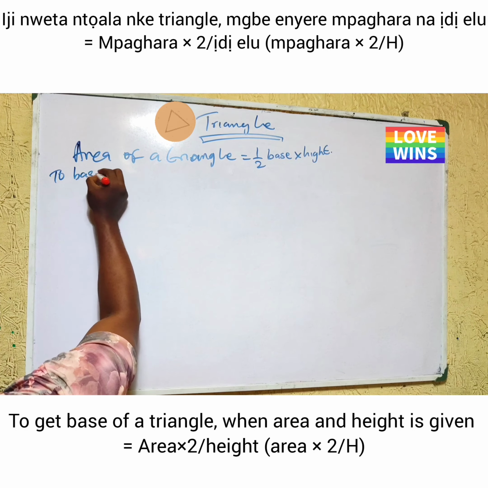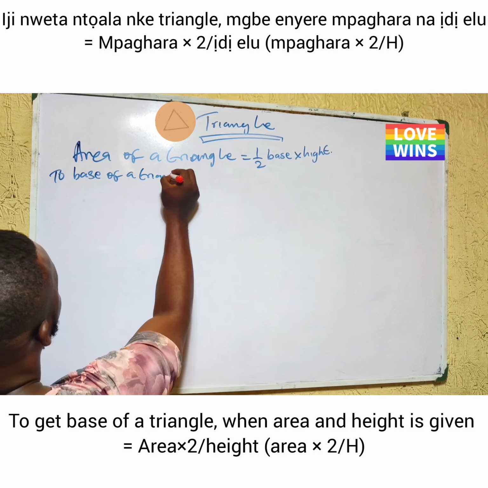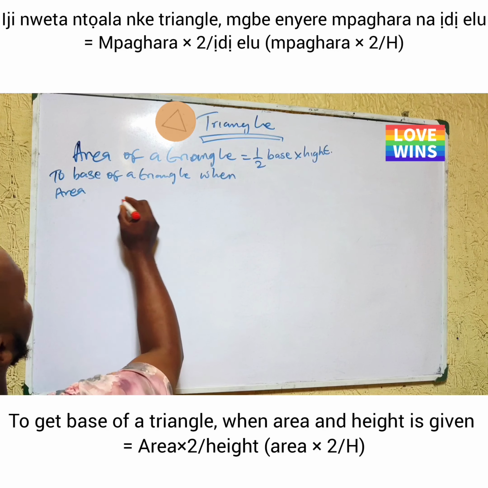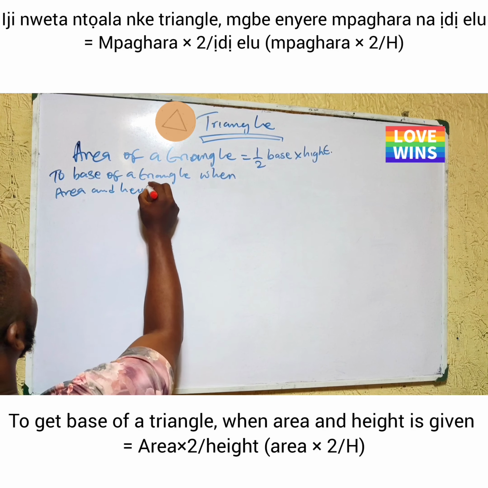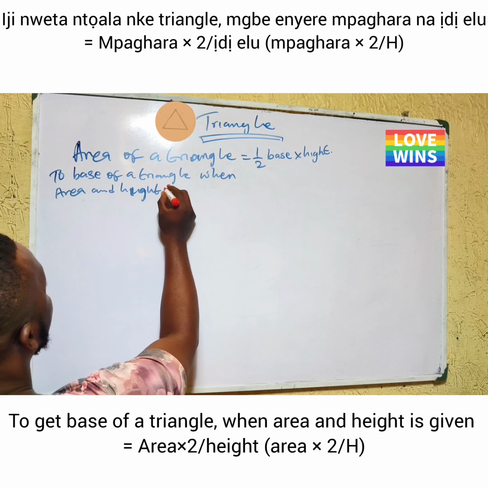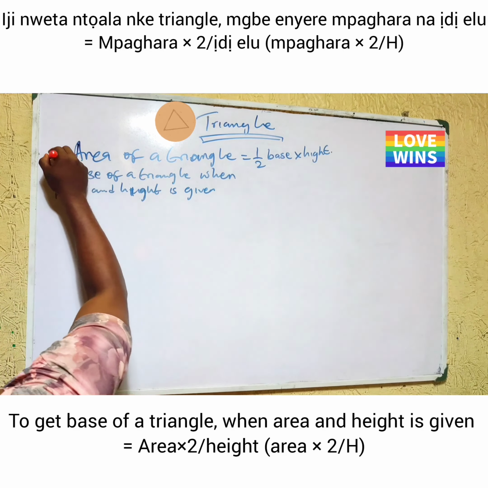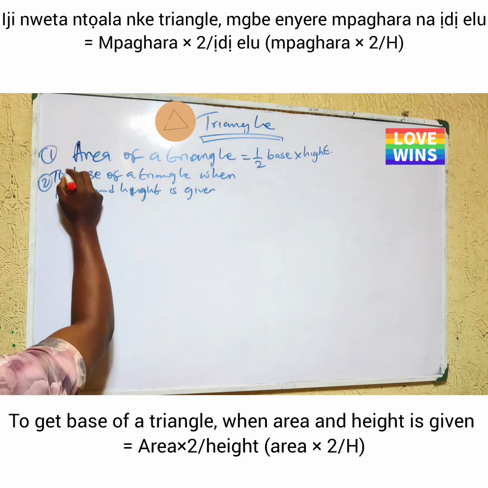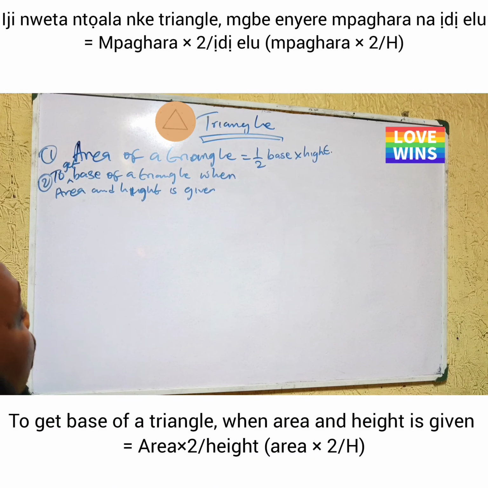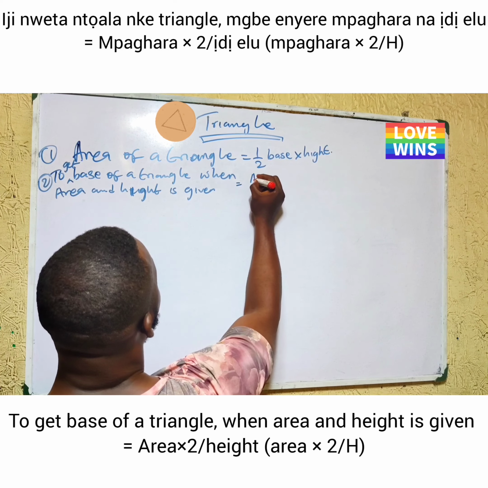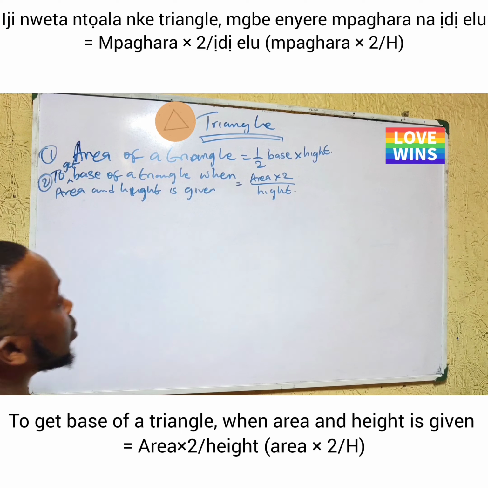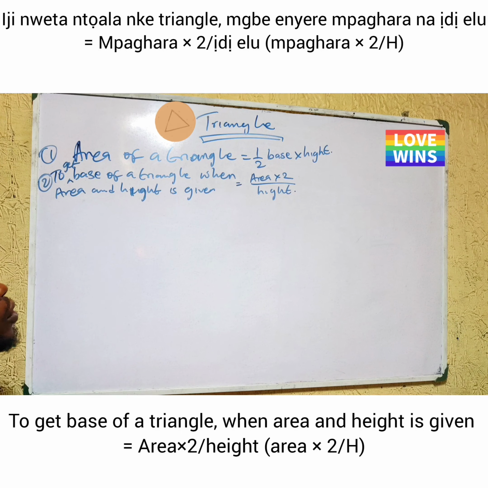Now let's go to getting the base of a triangle when area and height are given. This one is number one. Number two, to get the base of a triangle when area and height are given is equal to area times 2 all over height. Area times 2 all over height.